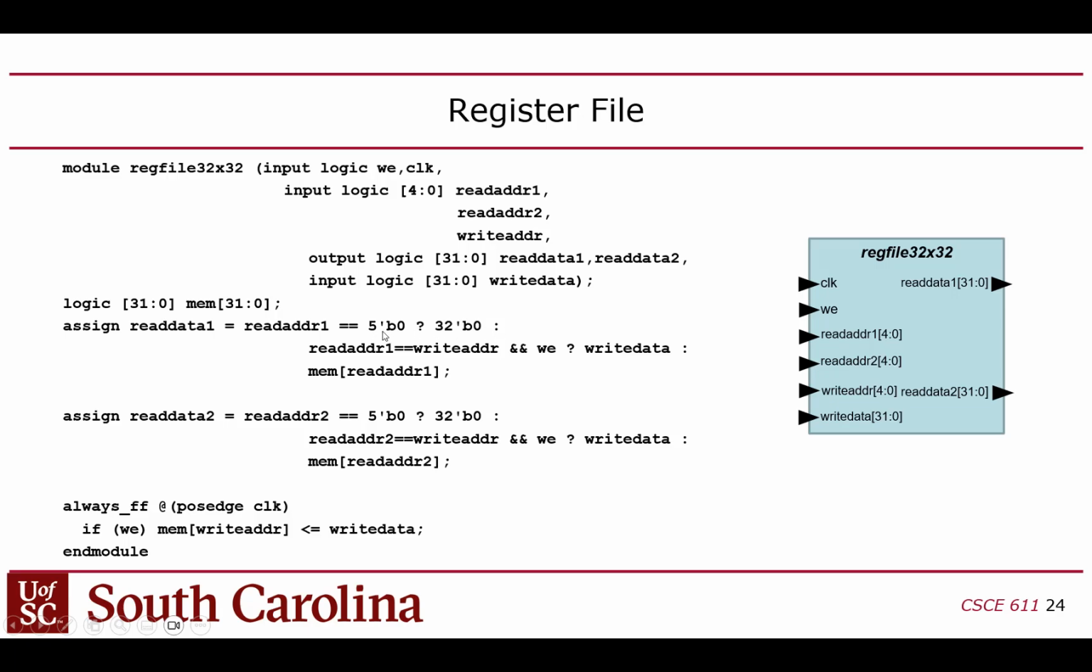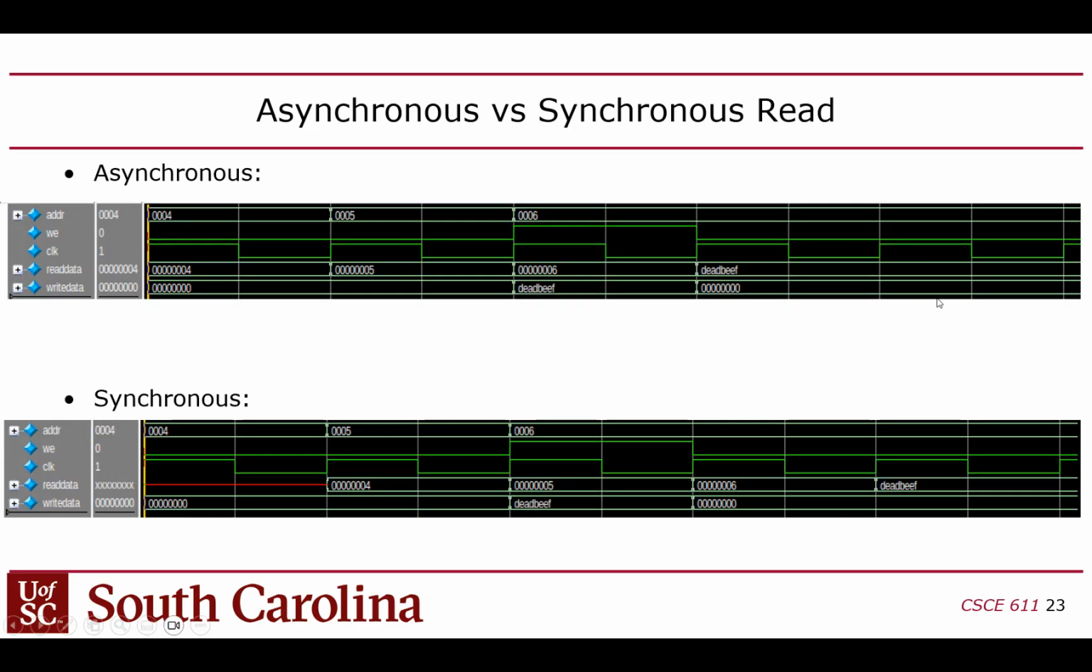If the address is not 0, then there's this other condition that might happen, where if I read and write the same register at the same time, I should get the value that I'm writing to it. Why? Well, if you go back to this example, check this out. You can see this happening here. This top waveform is an asynchronous read, and I'm writing dead beef on address 6. Now, notice here that in this case, I only have one address port.